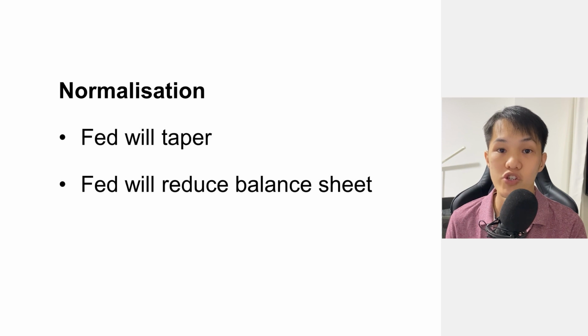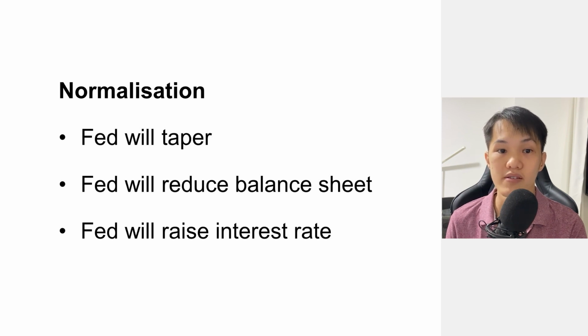Normalization. After the economy improves, some sort of normalization will happen. Specifically, Fed tapering will happen, the Fed may reduce the size of the balance sheet, and the Fed will raise the interest rates. This development will come sooner or later. The timing will depend on the development of the pandemic and the quality of the economic data. Next, I will go through a couple of frequently asked questions.